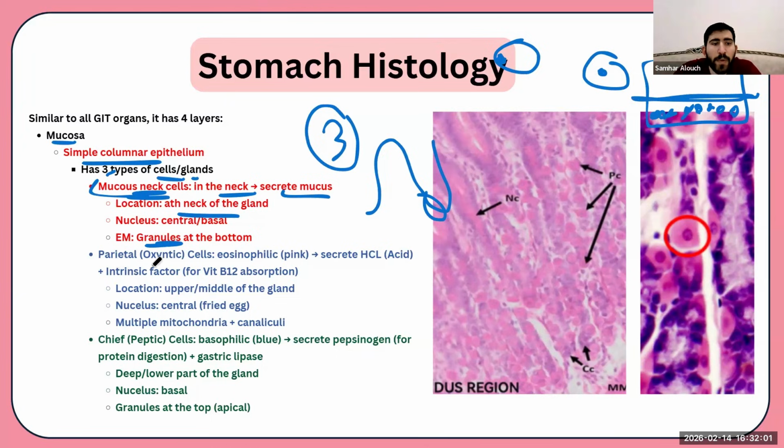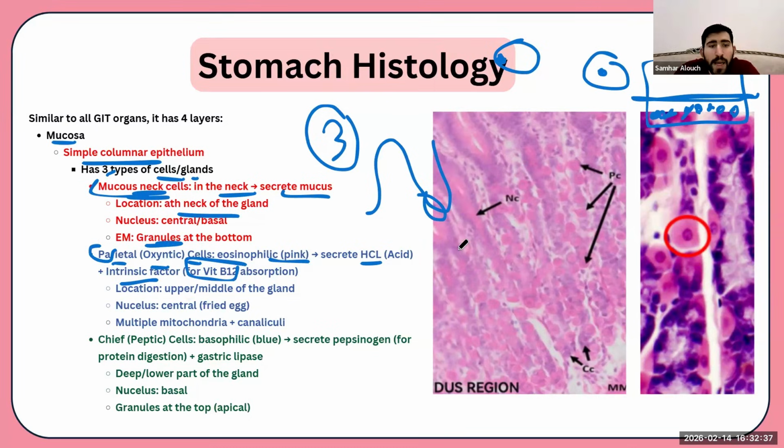Then we have the parietal or oxyntic cells. Parietal cells look pink, eosinophilic, okay? From the name, parietal is pink, eosinophilic. They secrete HCl and intrinsic factor, which is important for vitamin B12 absorption. They may ask you which of the cells are important for vitamin B12. Parietal cells. Why? Because they give intrinsic factor. So parietal cells look pink, and they secrete HCl and intrinsic factor for vitamin B12 absorption.